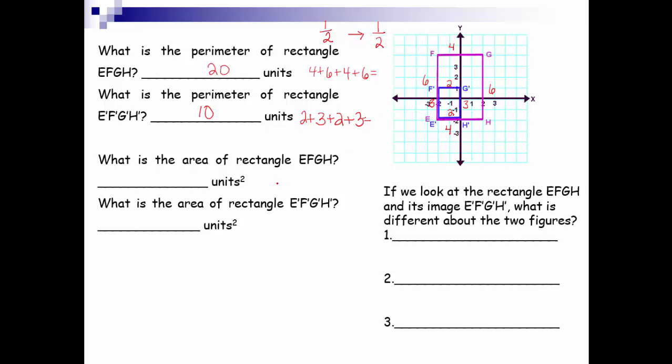To find area, we do length times width. The length of the original was 4, the width of the original was 6. 4 times 6 is 24, so the area of our original rectangle is 24 square units. Let's look at the area of our image. Length times width, 2 times 3, is 6. Wow, for the area, it's not half the original. It's actually 1/4 the original. So if the scale factor is 1/2, then the area will be 1/4 the original size.